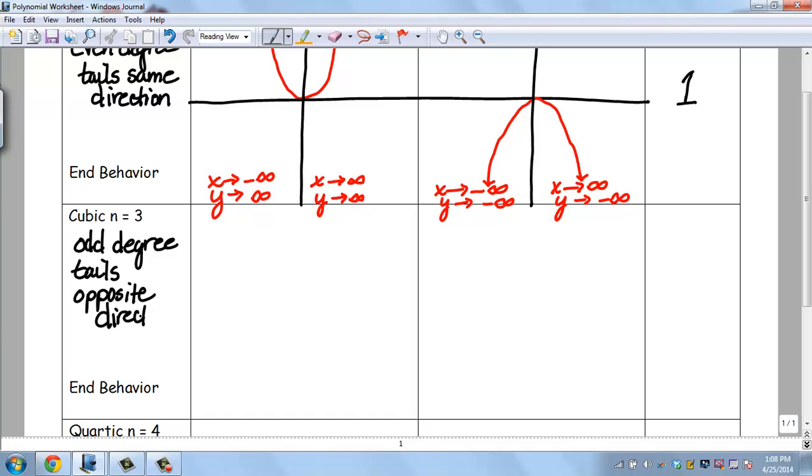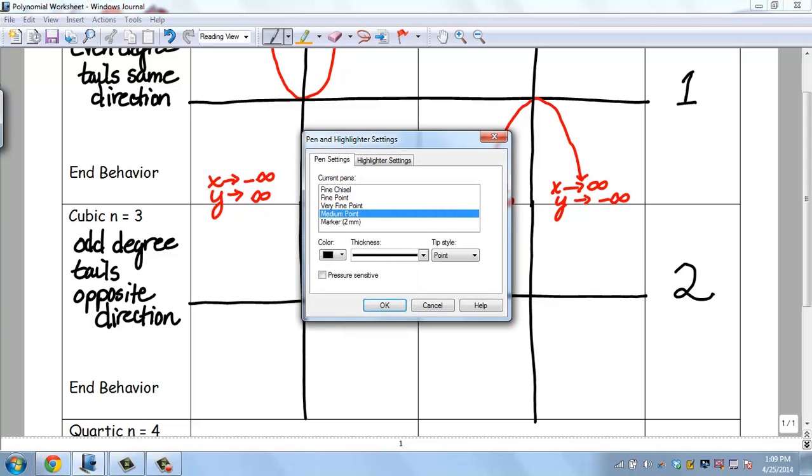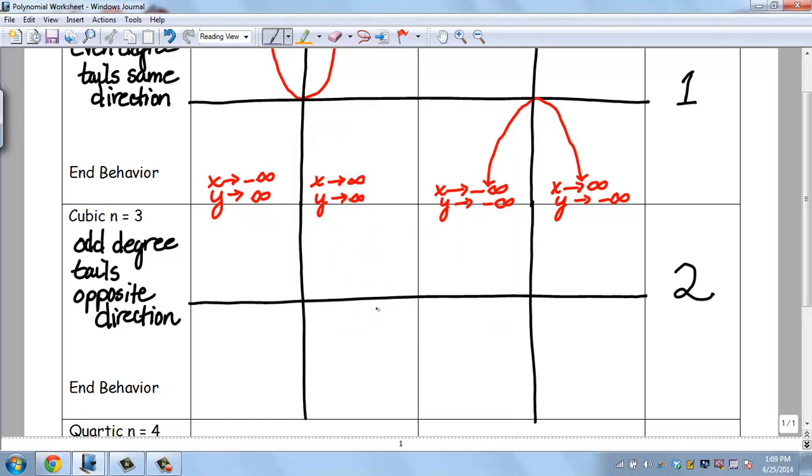If my power is 3, I'm going to have one less turn, so it's going to be 2 turns. Let's set this up again like we did above and make a couple of graphs of what an example of a cubic formula would look like. I'm going to change my pen color here so this one looks a little different.